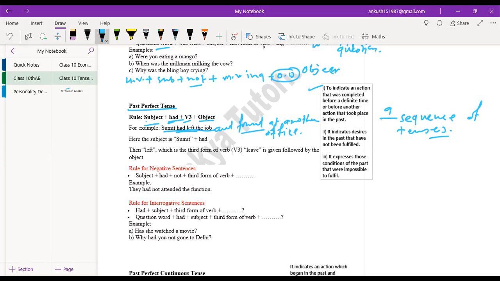So past perfect tense, the second use of past perfect tense is it indicates desires in the past that have not been fulfilled, an action that might not have been completed. Then it expresses those conditions of the past that were impossible to fulfill. Such kind of expressions or conditional sentences can also be shown by the past perfect continuous tense. Past perfect tense.